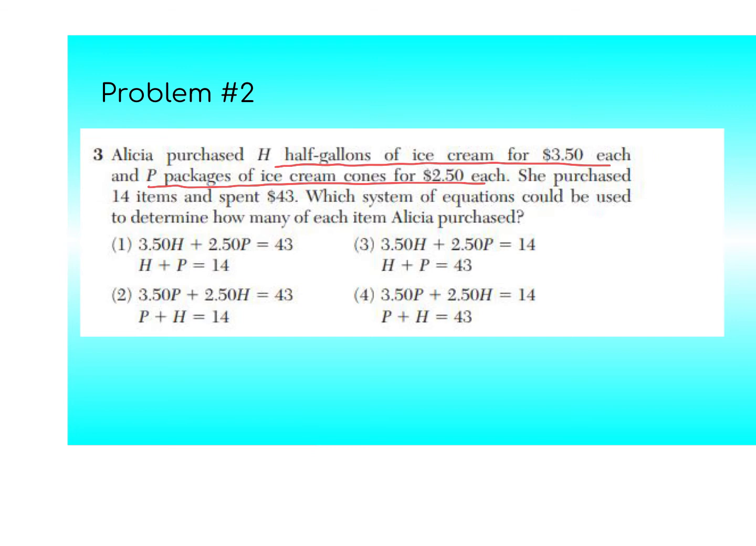So which one needs to include the money would be the one that includes your $3.50 and $2.50. So we are looking for the $3.50 for the half gallon and the $2.50 for the packages of ice cream cones to add up to 43. That means we need to rule out question choice 3 and 4. She purchased 14 items. So which equation could be used? Here we have 3.50H and 2.50P, which would be our choice number 1, and that lines up correctly. The second one, they gave the P the 3.50, and we want it to be 2.50, so it's got to be choice 1.